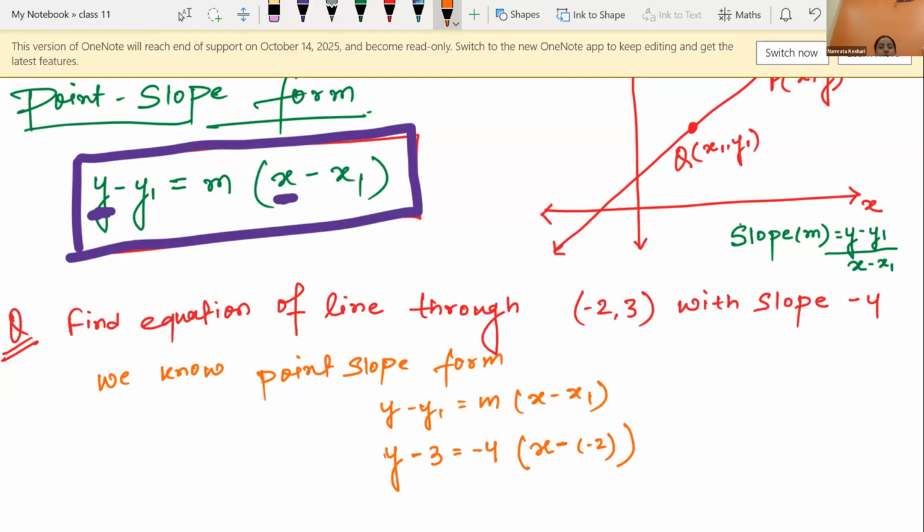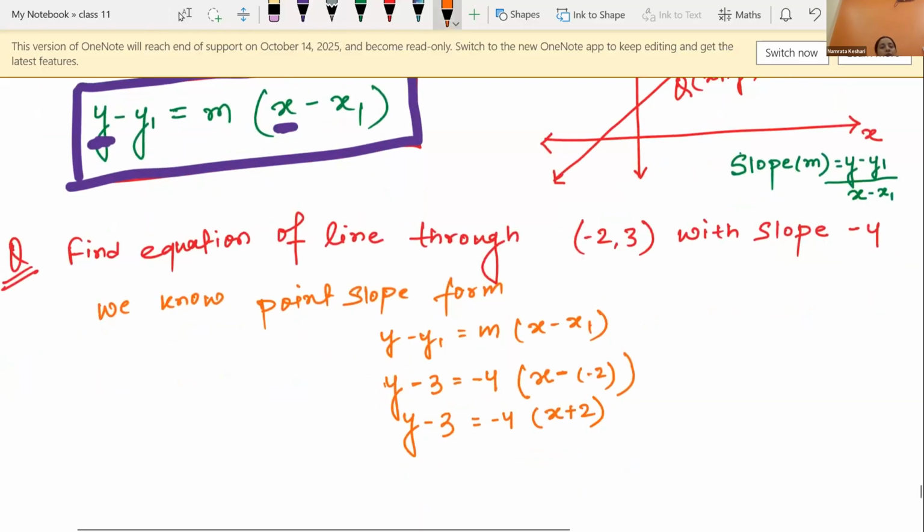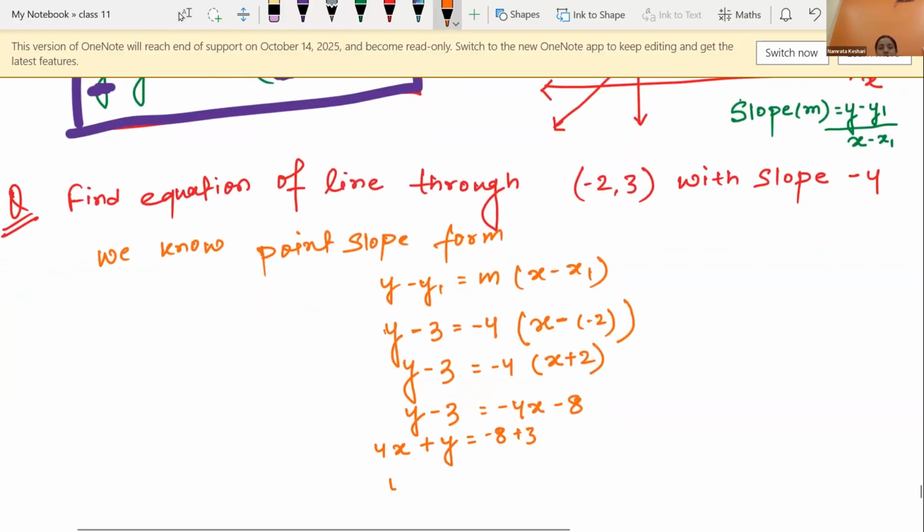Yes, ma'am. What are we trying to do? We are trying to create an equation of a line: x plus 2. Now we will apply the distributive property. We will open the bracket just to write this equation in the standard, general form of the equation of a line. So we'll be writing y minus 3 is equal to minus 4x minus 8. You can write it as 4x plus y is equal to minus 8 plus 3, that is 4x plus y is equal to minus 5.